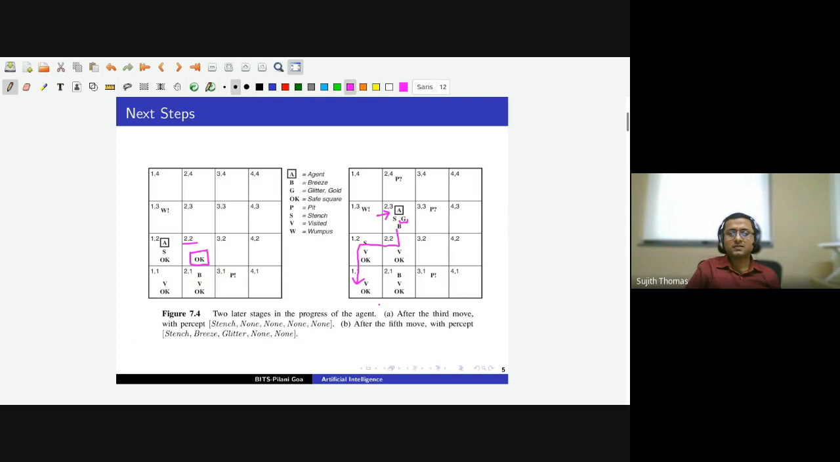So this is what we want our logical agent to achieve. And we will see how to represent knowledge, represent these various facts in our knowledge base, and how to reason based on it using propositional logic. If you have any questions regarding the Wumpus world, you may ask.